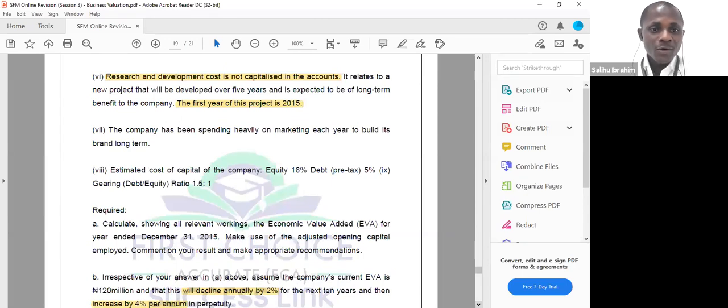The estimated cost of capital of the company is equity 16%, debt pre-tax 5%, and gearing is a debt equity ratio of 1.5 to 1. So calculate, showing all relevant workings, the economic value added. Let's go and solve this question.